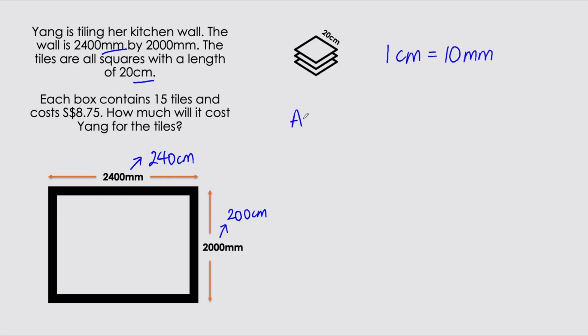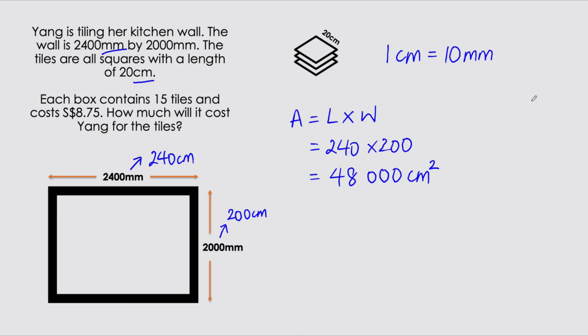So area is length times width. So it's 240 times 200, which gives us 48000 centimeter square. Now, we're going to find the number of tiles that are needed, okay?